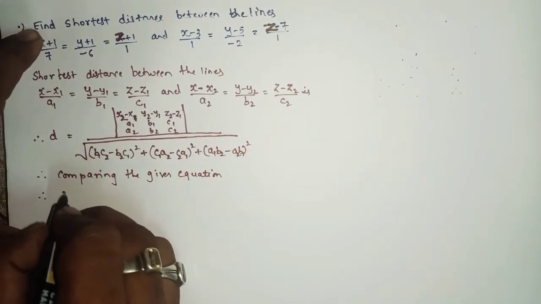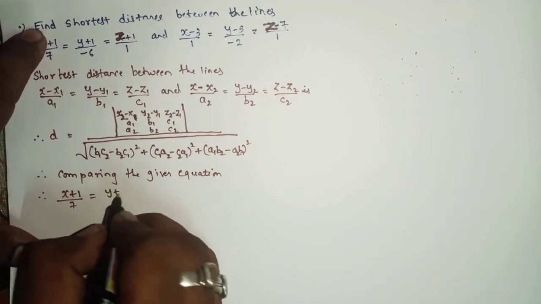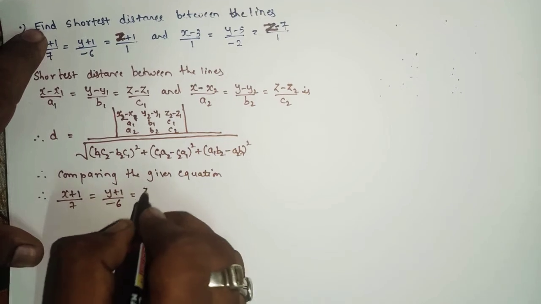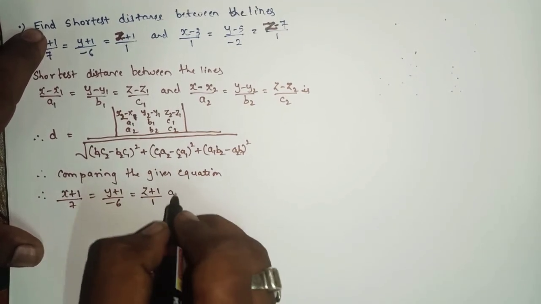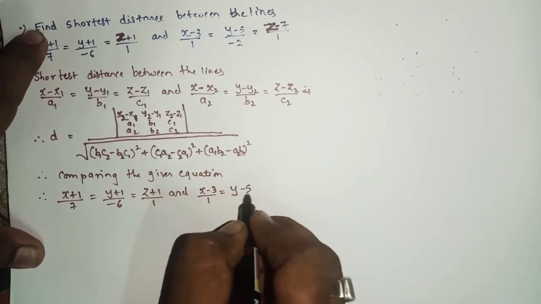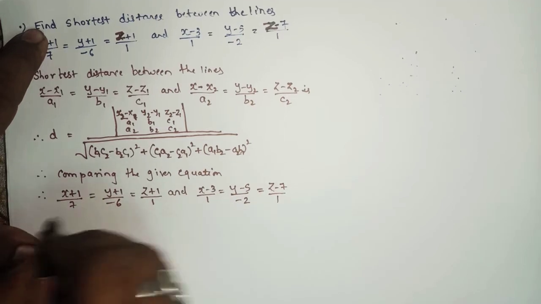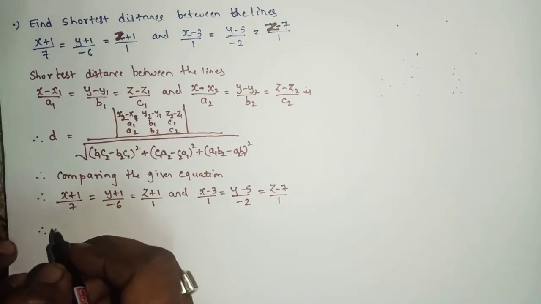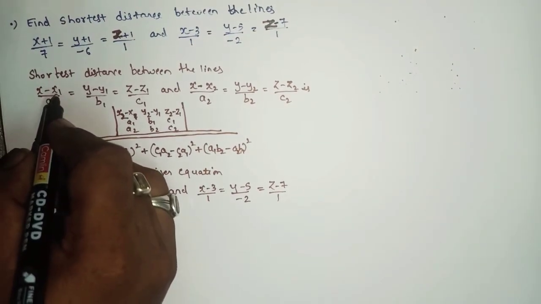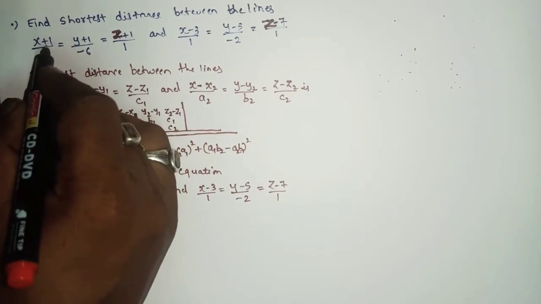So the equations are what? (x plus 1)/7 equals (y plus 1)/(minus 6) equals (z plus 1)/1, and (x minus 3)/1 equals (y minus 5)/(minus 2) equals (z minus 7)/1. So when you compare, you will come to know that in place of x1 here, x1 is minus and here x1 is plus.